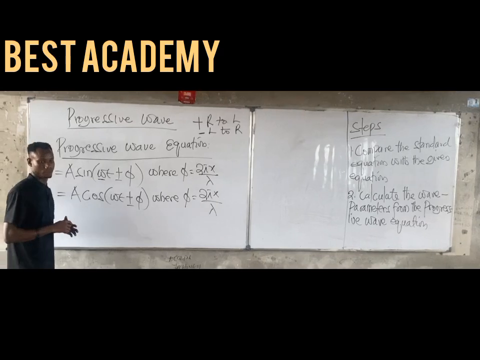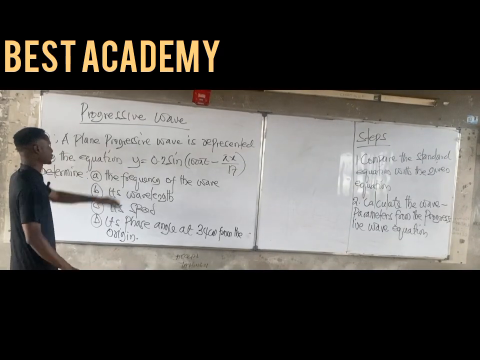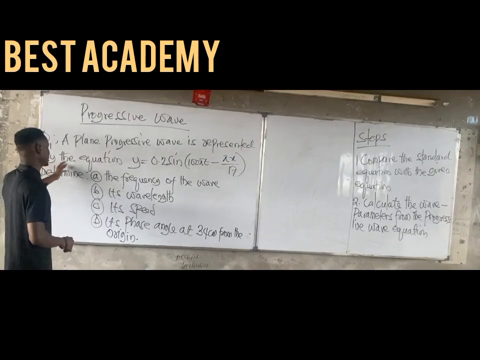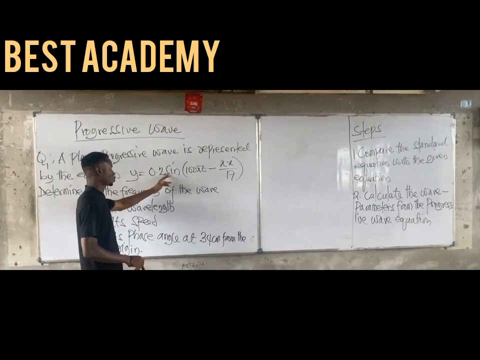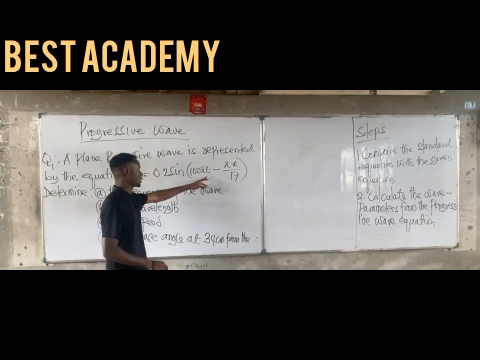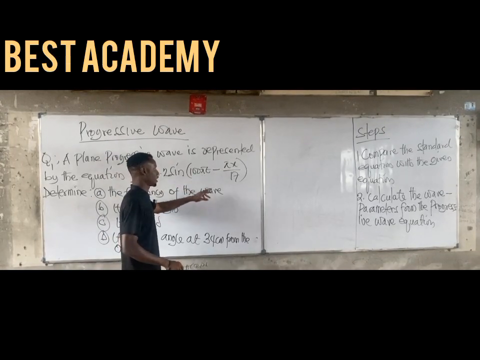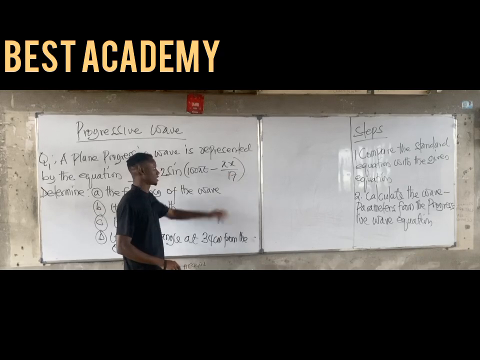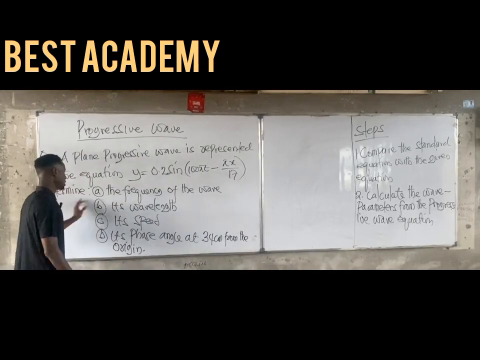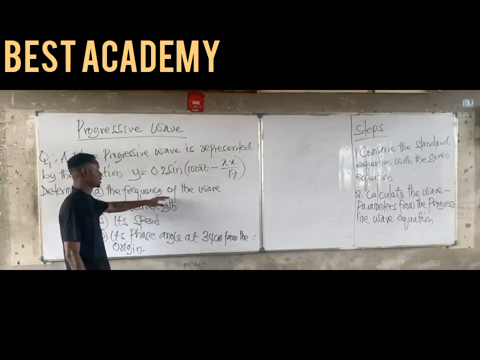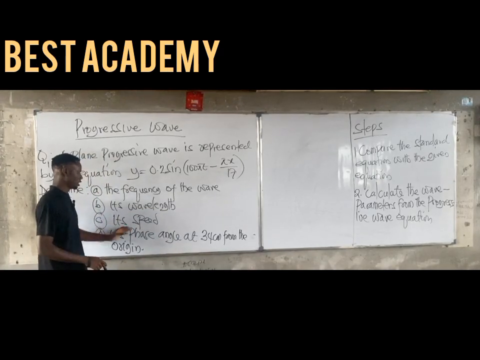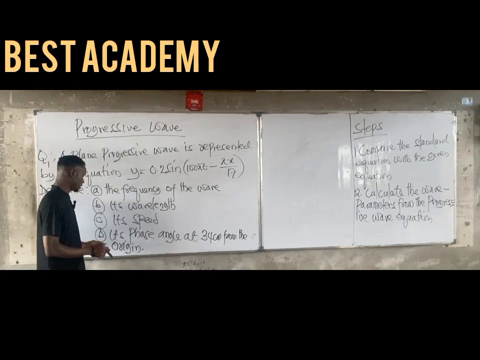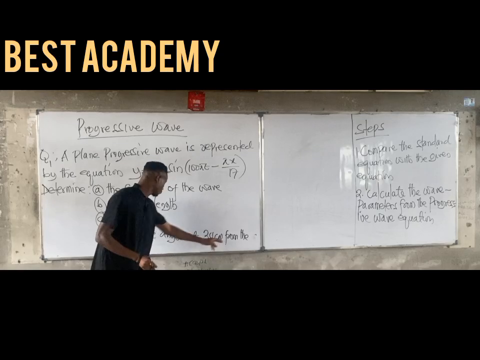Okay, example one please. Progressive wave. A plane progressive wave is represented by the equation y equal to 0.2 sine 100 pi t, pi is a constant value, minus pi x over 17. All right. Determine A, the frequency of the wave, B, its wavelength, C, its speed, D, its phase angle at 34 cm from the origin.